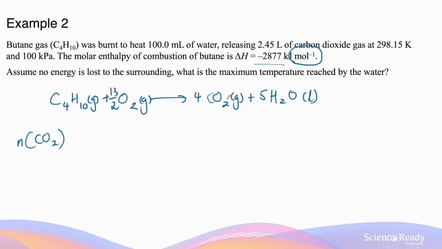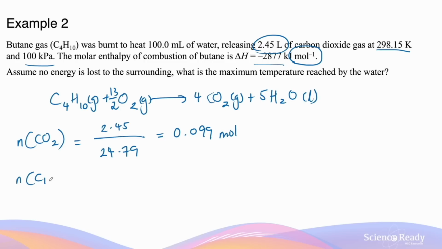Once we can find the moles of CO2 produced, we can then work backwards to find the moles of butane gas that's consumed in the reaction. We have the volume of the carbon dioxide gas, and we have the temperature and the pressure of the reaction. So we can take the volume of the gas divided by the molar volume at room temperature and pressure, which is 24.79 liters per mole. And this gives me the number of moles of 0.099 moles.